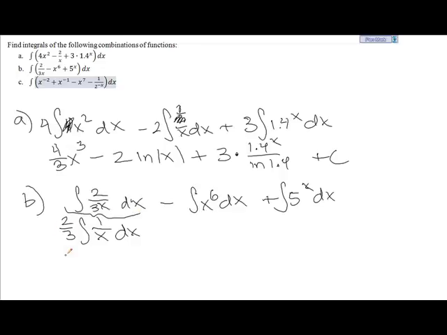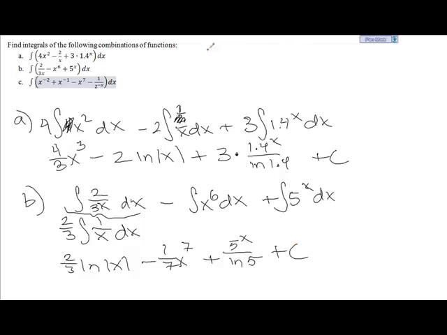But so this will be 2/3 natural log of the absolute value of x, minus, I know this is going to be x to the 7th, and I'm going to divide the coefficient of 1 that we could technically write there by the new exponent. Plus, this is an exponential function, so we have 5 to the x over the natural log of 5 plus our arbitrary constant.